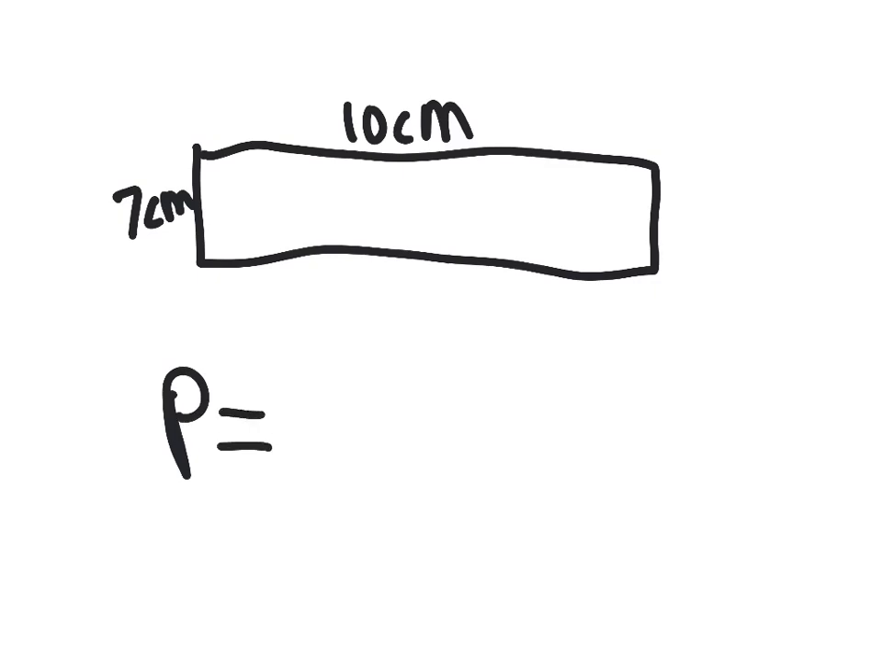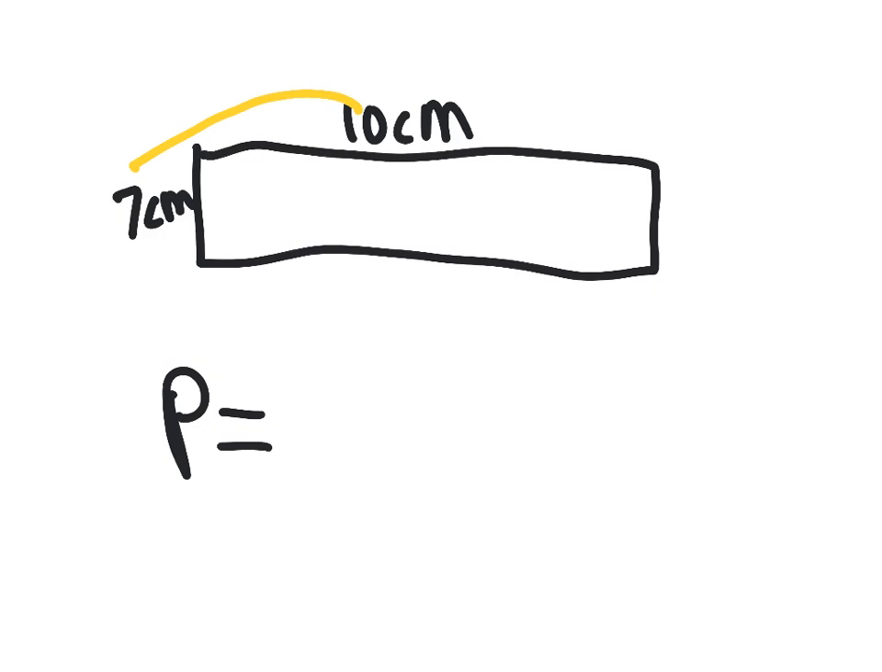So if you look at this problem and you say 7 times 10 is 70, you're wrong. You've got to slow down and think. When I do perimeter, I do not multiply. When I do perimeter, I have to add all four sides.